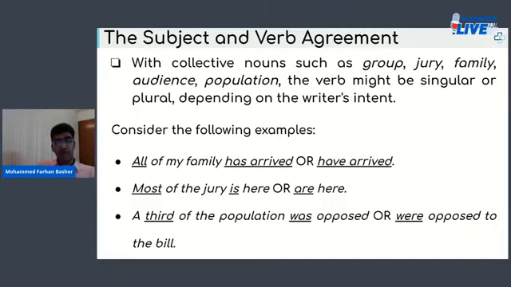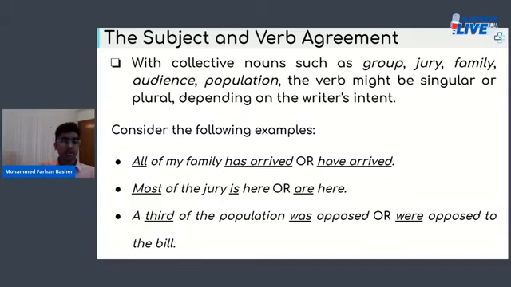But if you say all of my family has arrived, you mean all the members of your family have arrived together. They didn't come separately. But if you say have arrived, you would mean each of the family members has arrived or has come separately, not together.